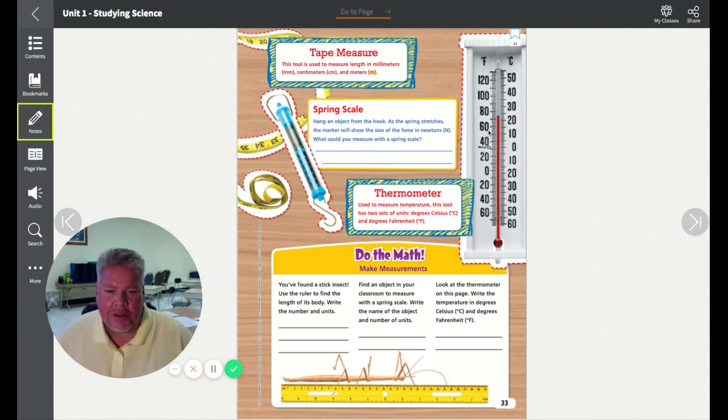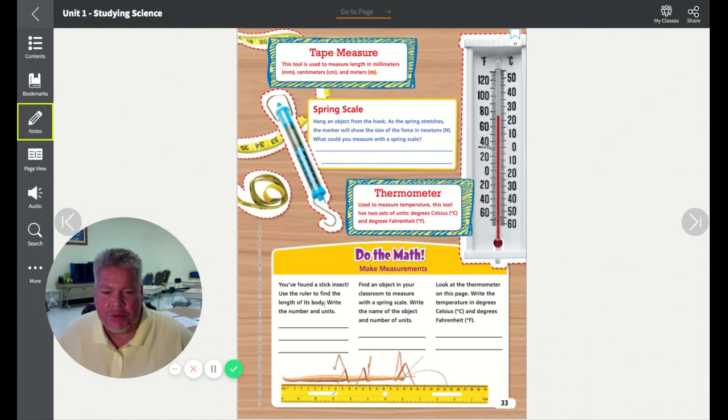Of course, we've all used a thermometer. Used to measure temperature, this tool has two sets of units, degrees Celsius and degrees Fahrenheit. We take people's temperature all the time right now to make sure they don't have a fever, don't we? And we're not going to do this right here. This tells you some things that you can do at home if you want to.